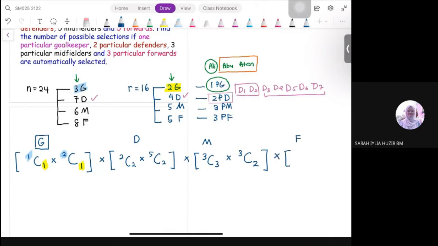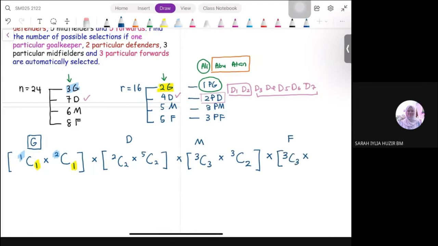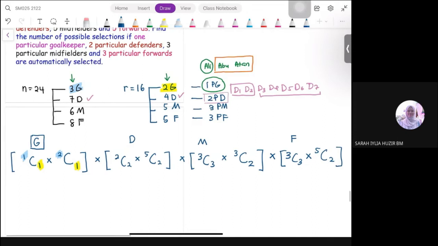Okay. And then last one times with, okay, forward tadi. Altogether, we must choose exactly 5. Tapi 3 orang dah confirm. So, 3C3. And then to fulfill the quota, we must choose another 2 out of 5 remaining forward. So, 5C2. Okay. And then once again, highlight to double check you satisfy the condition. Tambah bahagian atas mesti dapat N. Tambah bahagian bawah mesti dapat R.